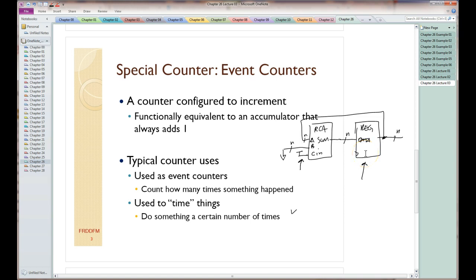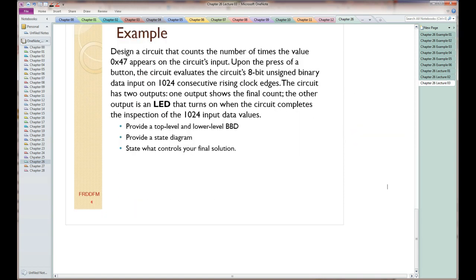This is an example problem. It says design a circuit that counts the number of times the value 47 hex appears on the circuit's input, and essentially it happens on the press of a button. So it evaluates 1024 consecutive clock edges, and it has two outputs, which is the count and an LED, essentially an LED saying that the circuit is counting. What's going to happen is the button is pressed and it starts counting the inputs, 1 per clock cycle. Every time it sees 47 on the inputs, it increments a counter.